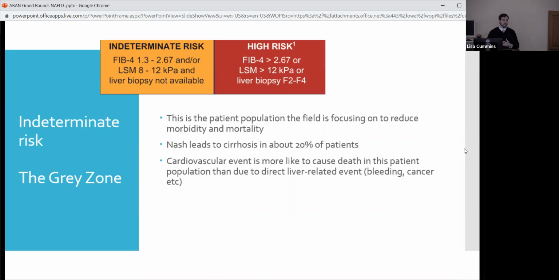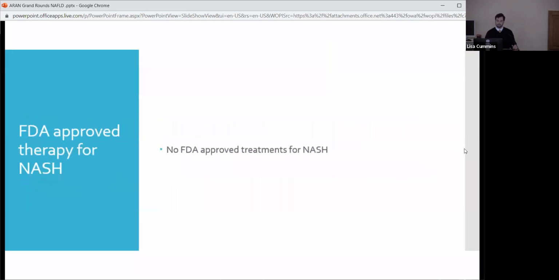NAFLD is progressing about one stage of fibrosis about every 7 years also. So you see a patient that has elevated liver enzymes in their 40s. By the time they're in their 60s, they probably progressed about 2 stages of their liver disease. So what can we do about it?